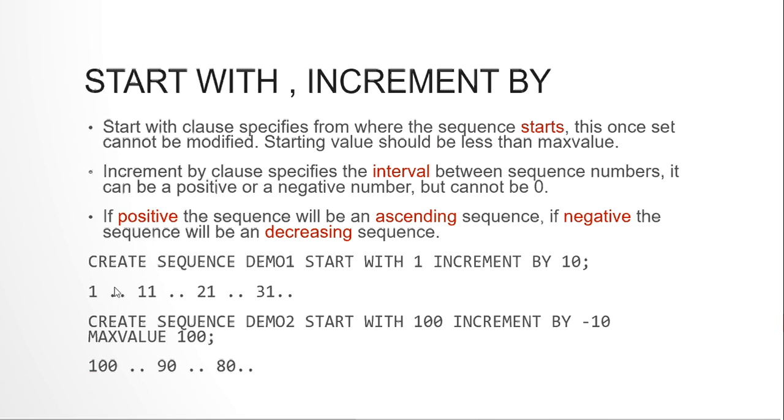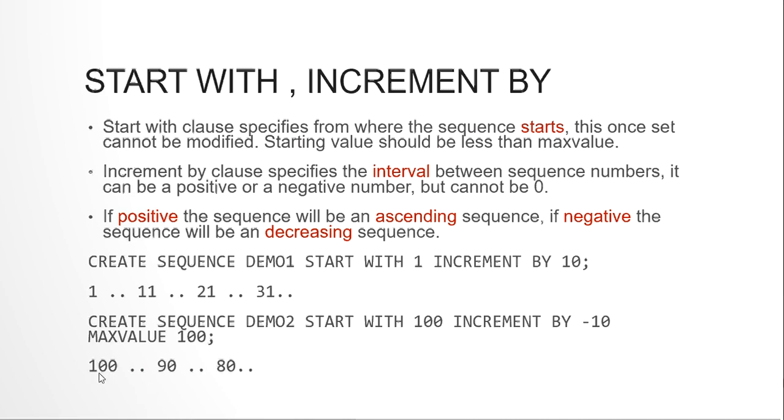Suppose I create a sequence demo: create sequence demo, start with 1 and increment by 10. What I'll get is 1, then the next increment is plus 10, so 1 plus 10 is 11, and then plus 10 is 21, 31, and so on. I'll show you all this in a practical demonstration. This is just to understand these two, so that we can look at all the clauses and then get into the practicals.